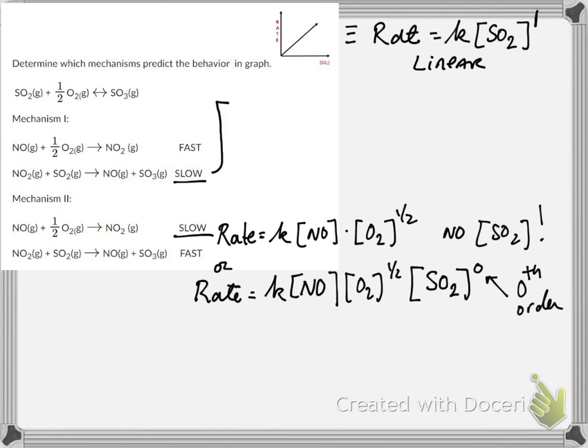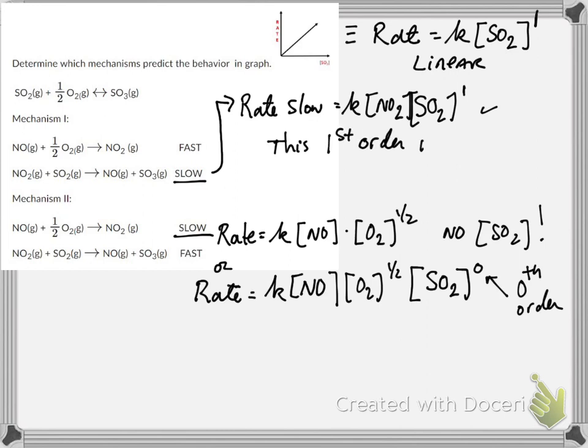Okay, but now let's look at mechanism 1. So mechanism 1, when we write the rate law of the slow step, we get K times NO2 times SO2. So here we have SO2 appearing in the rate law as a first order reactant. All right, so that's exactly what we're looking for. This is first order. It should be linear, rate versus SO2. As long as we keep NO2 or whatever other term that's going to be there constant, SO2 will have this relationship. So this rate versus concentration is consistent with mechanism 1.